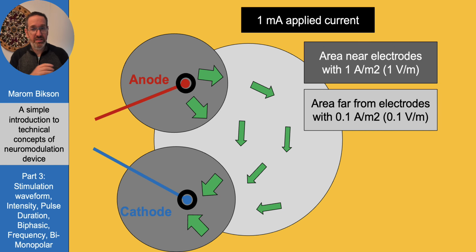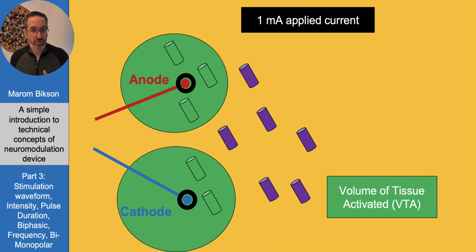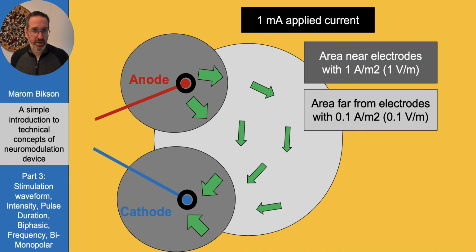So we had this initial example before where we're applying 1 milliamp total of current. And again, I want to keep saying these are arbitrary numbers. And we get a higher current density near the electrode and a lower current density farther away. And we went through an example where that then leads to a volume of tissue activated that looks something like this. The nearer ones happen to fire.